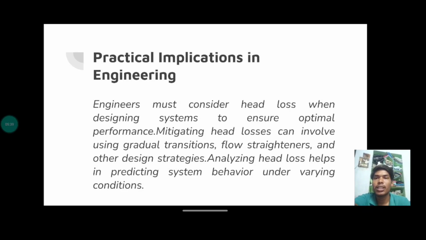Practical implications in engineering. Engineers must consider head loss when designing systems to ensure optimal performance. Mitigating head loss can involve using gradual transitions, flow straighteners, and other design strategies. Analyzing head loss helps in predicting system behavior under varying conditions.